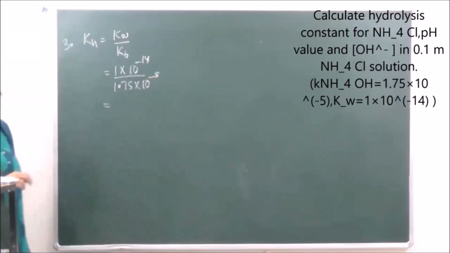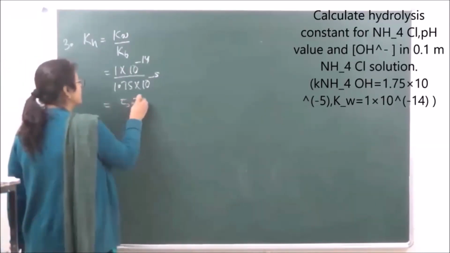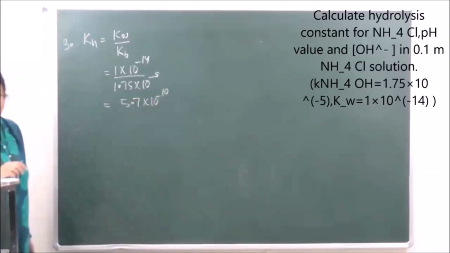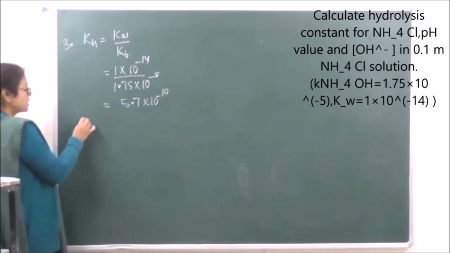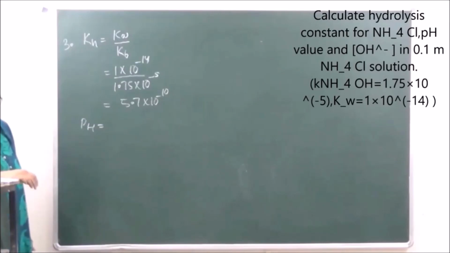Okay, so when we calculate this, the value of KH that is coming is 5.7 into 10 raised to power -10. Right? The second thing which we have to calculate over here is the pH value and concentration of OH negative. So let's calculate the pH first. What is going to be the pH? What is the formula of the pH which we are going to use over here?